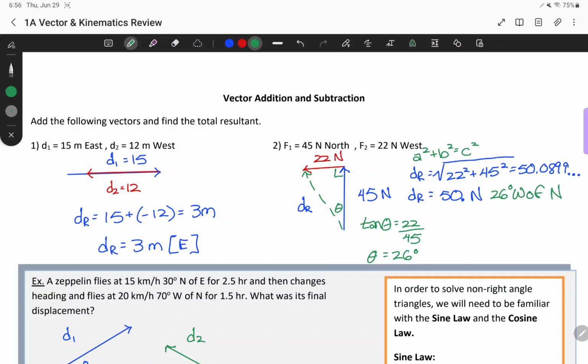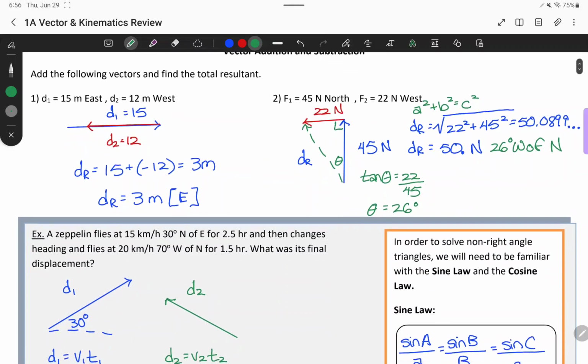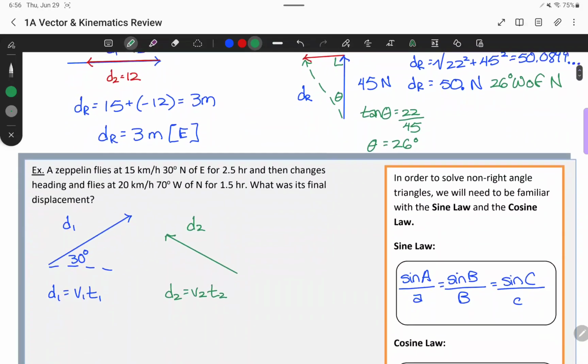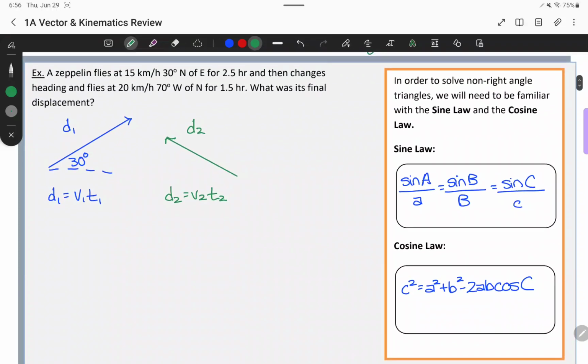Now those are kind of the two basic cases that we're hopefully already pretty familiar with. Sometimes we're going to have vectors that aren't opposing each other and don't make a perfect right triangle. This is when we will need to use sine law and cosine law. You can take a moment to fill those in. And let's take a look at this example.